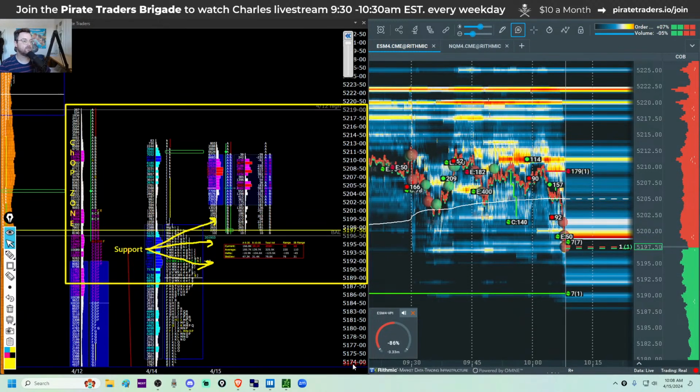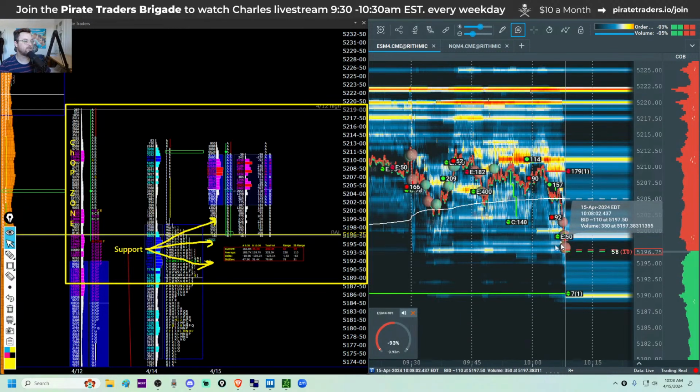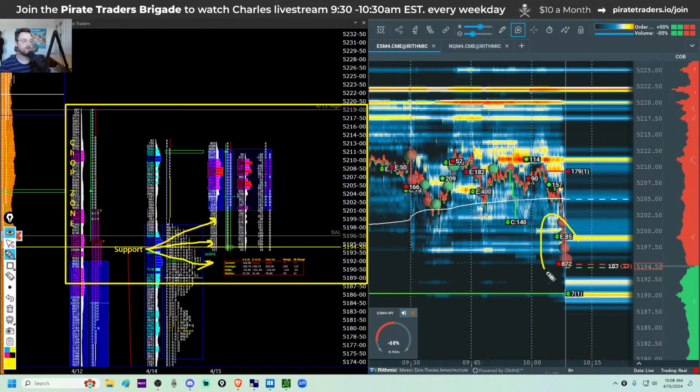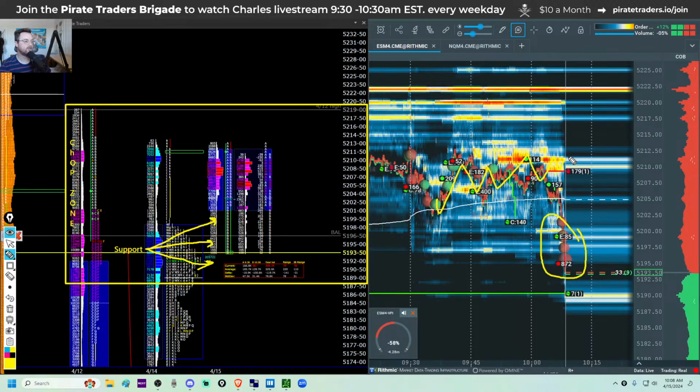Okay, so there is that set of singles from the overnight backfilled. Potential bounce here. Nope, liquidating the buyers. So next potential support is going to be 51.95. Nope, liquidate the buyers. You see these big red dots? That's everyone that's been going long getting squeezed.